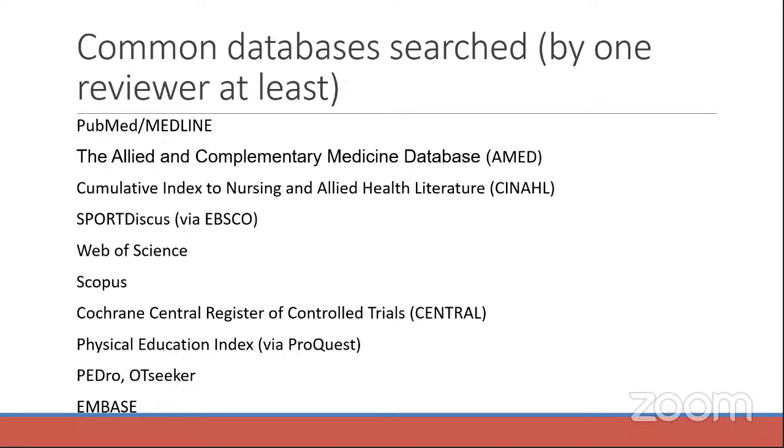And do not forget that the database search should be done by at least one reviewer. If you want to have more, it's fine, but at least one person could do it. But it's better to have 2 persons if it's possible, just to prevent bias.